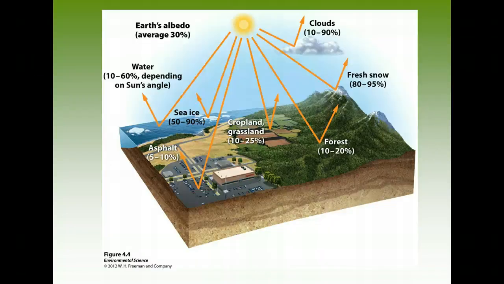Let me go to this one really quick, sorry. So the Earth's average albedo is about 30%, but notice how it will change depending on the location. Clouds can reflect anywhere from 10 to 90% of sunlight. Fresh snow is probably the biggest area of albedo and the biggest reflection. And notice the asphalt at 5 to 10%, very low because it's dark and it absorbs more heat. And croplands and grasslands just depend on how dense the forest is and how dark it is.